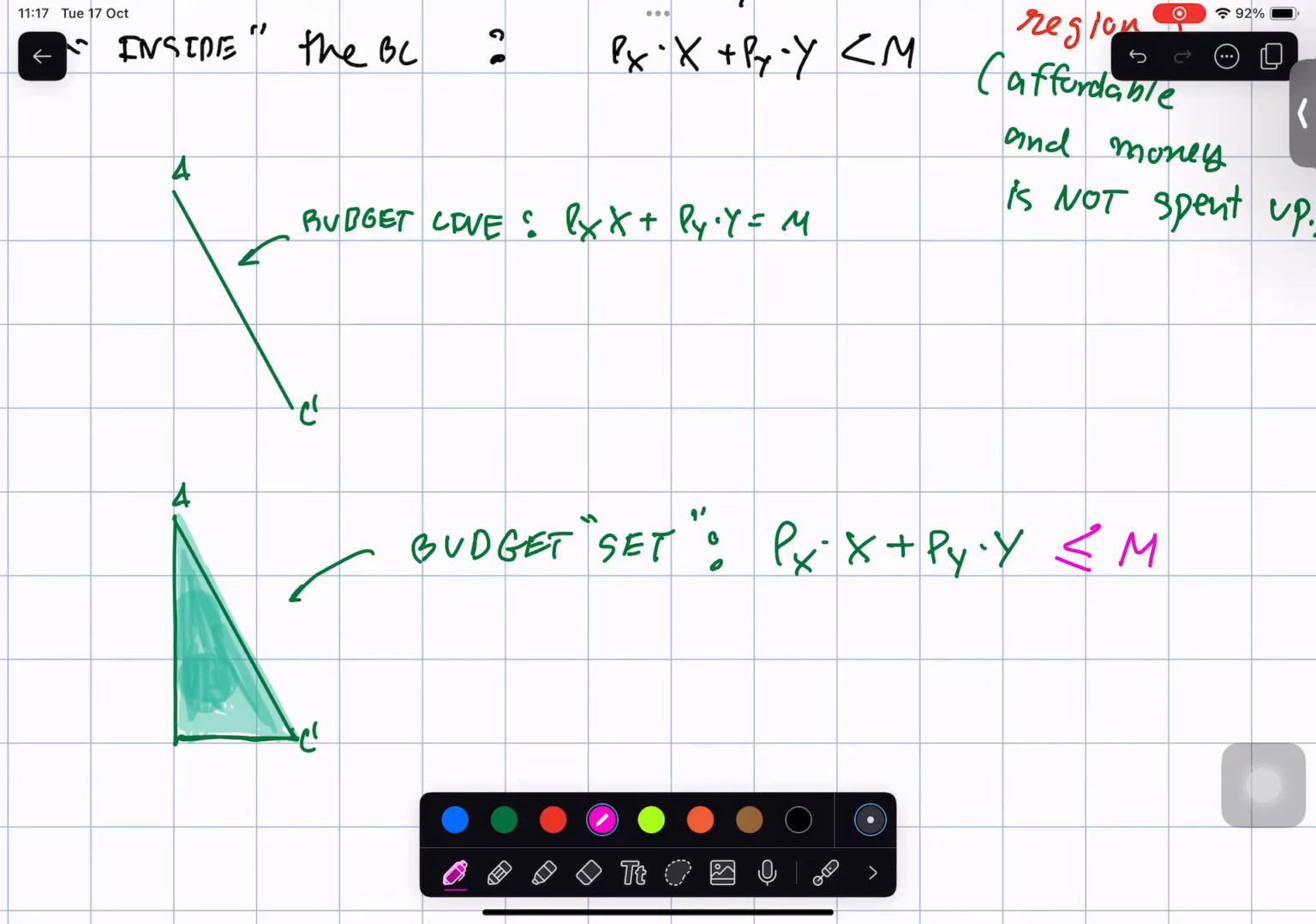This triangle OAC. Expenditures could be less than 2,000 baht or equal to. If it's less than, you get the spot inside or along the edge. If it's the equality sign, the basket is on the line. So budget set includes all choices. It doesn't matter whether money is spent up or money left. That's the term budget set. I hope you see the difference between when we use the two terms here. Budget line is only about the line. Budget set is a triangle, everything here, including everything.